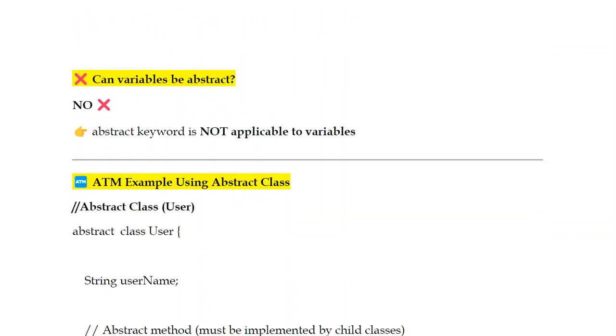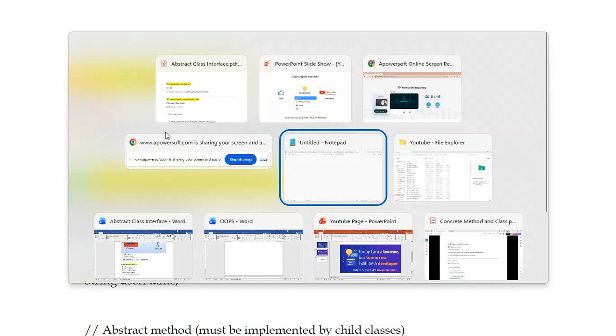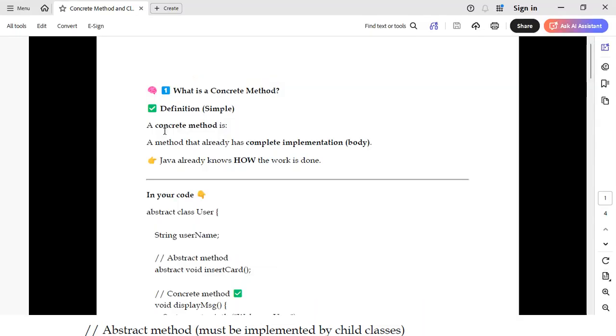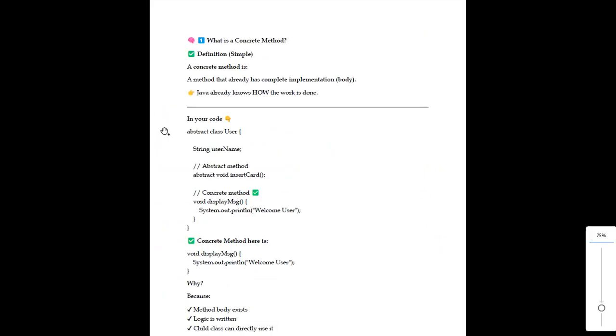Next, there is an interview question: can variables be abstract? No. The abstract keyword is not applicable to variables. You can use it for classes and methods. Now we'll discuss what a concrete method and concrete class are, because many beginners are confused while learning.